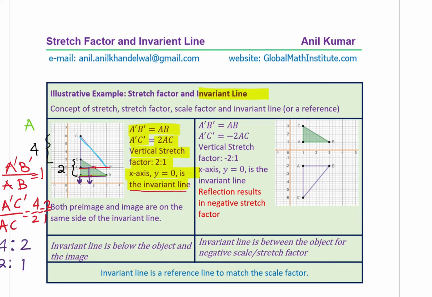So invariant line basically is the reference from where the vertical distance in this case can be compared, and that will be equal to the stretch factor, right? So that is what it is.